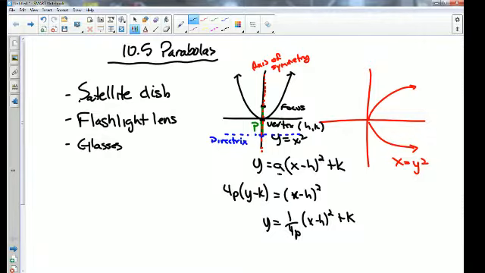Yeah, so A is 1 over 4p. So that's how these two equations are related. So really not much new except you're learning the distance here between the focus and the vertex. So A is 4p. No, A is 1 over 4p.